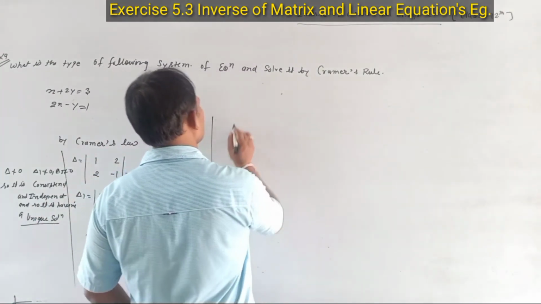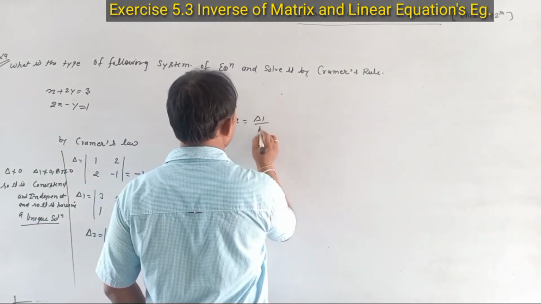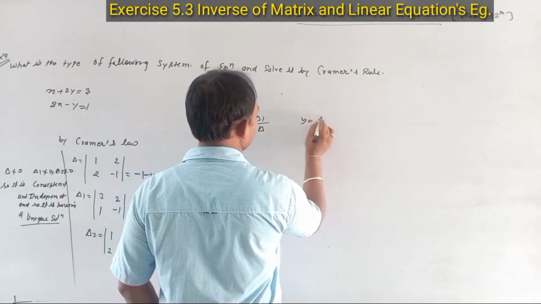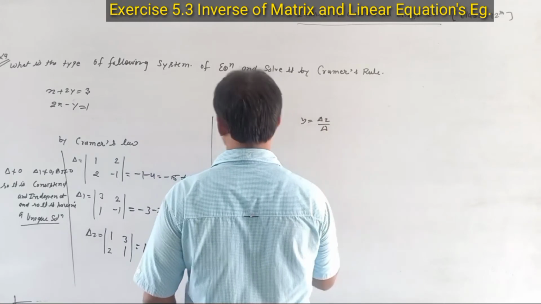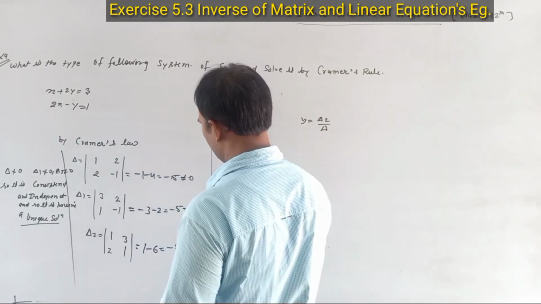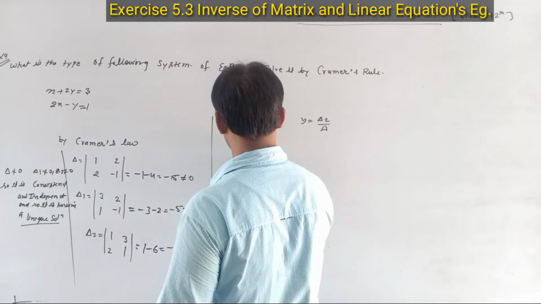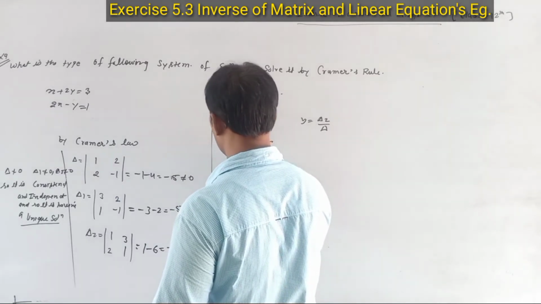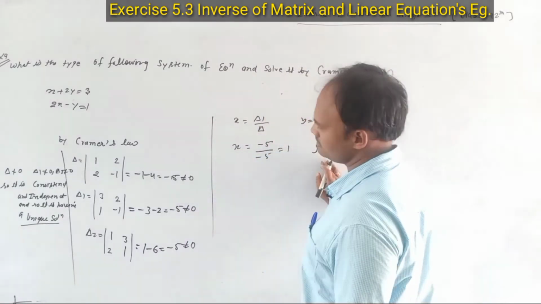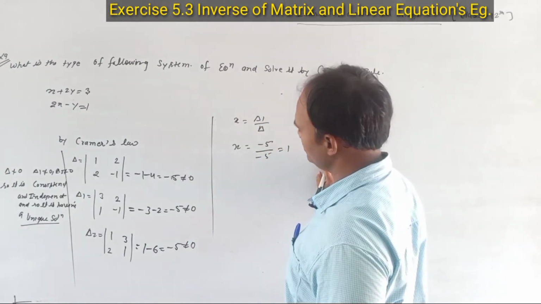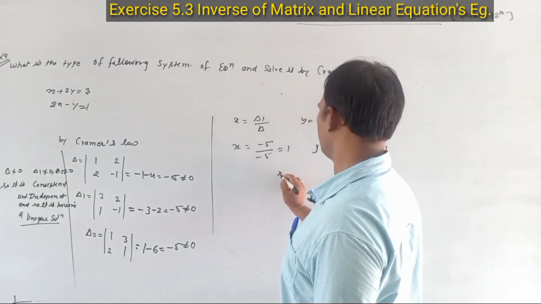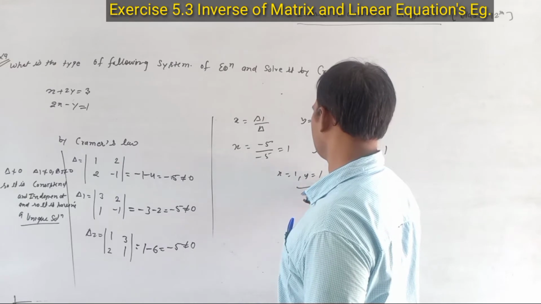So x equals delta 1 upon delta and y equals delta 2 upon delta. So what is delta 1? Delta 1 is minus 5 and delta is minus 5, so it is 1. What about y? Delta 2 is minus 5 and delta is minus 5, so it is 1. So x equals 1 and y equals 1 is your answer.